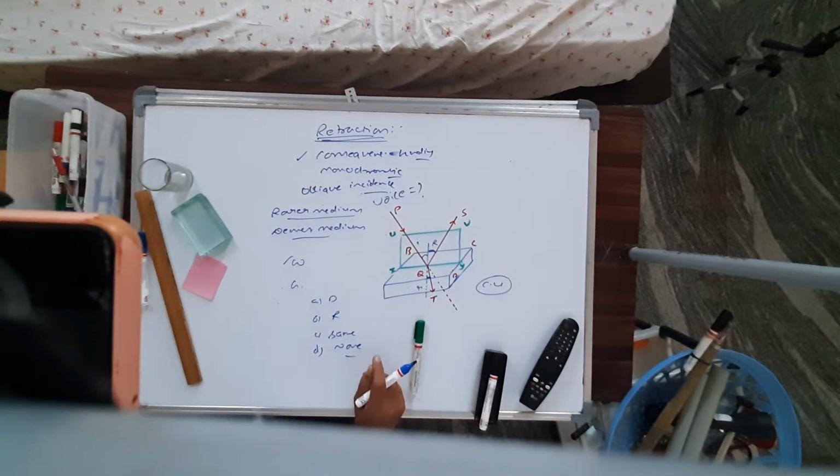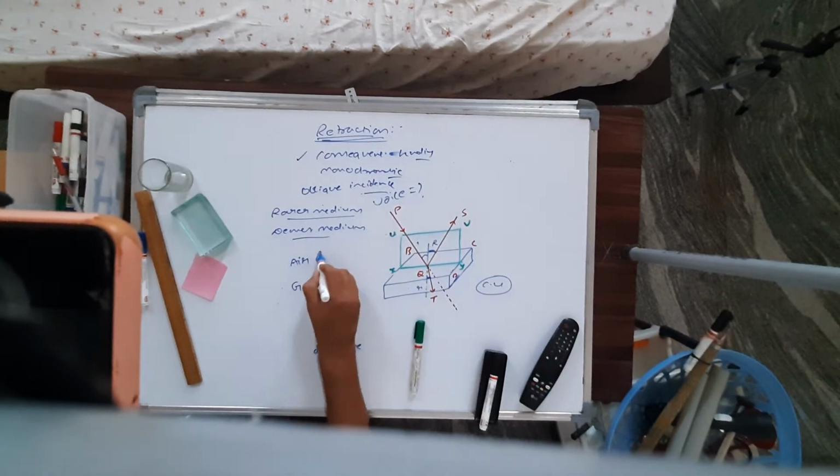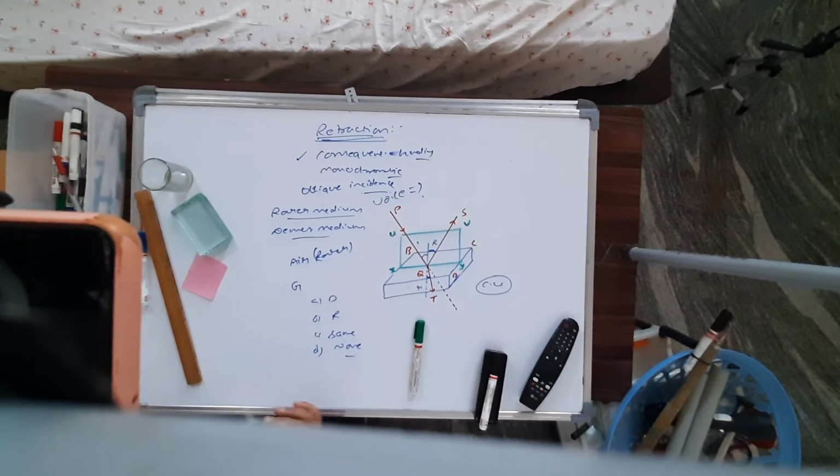Okay, fine. Very good. Now there is another thing. Can you tell me, when compared to glass, air is dash medium? When compared to glass, air is, very good, rarer medium. Glass actually is a denser medium.